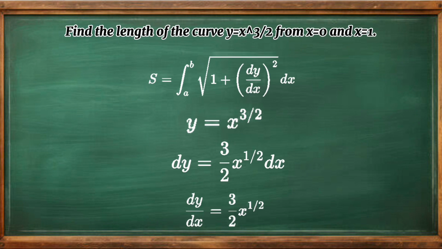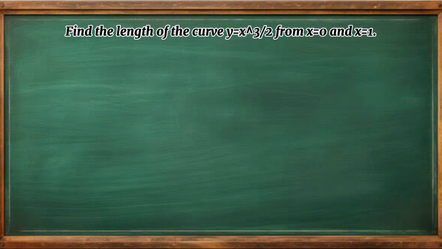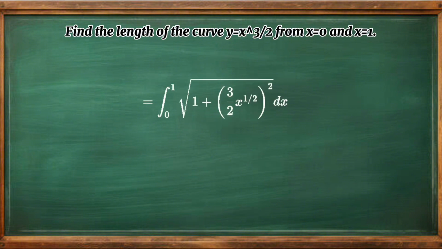Then, we plug it into our formula, which is the integral from 0 to 1 of the square root of 1 plus (3 over 2 x raised to 1 half) squared dx. Now, we simplify our equation. We have the integral from 0 to 1 of the square root of 1 plus 9 over 4x dx. Now, let's integrate our equation.